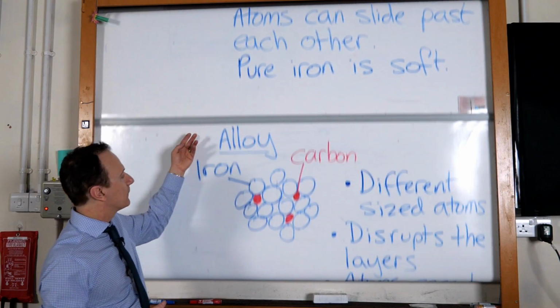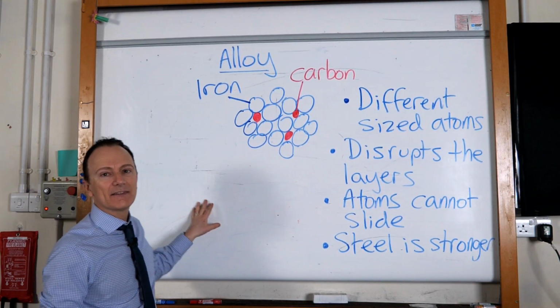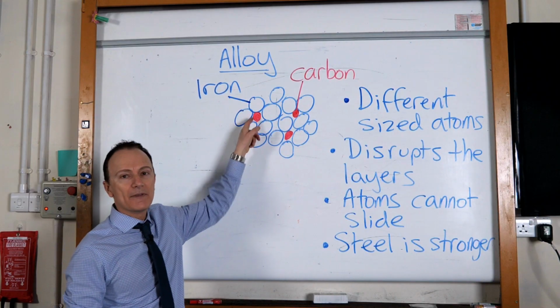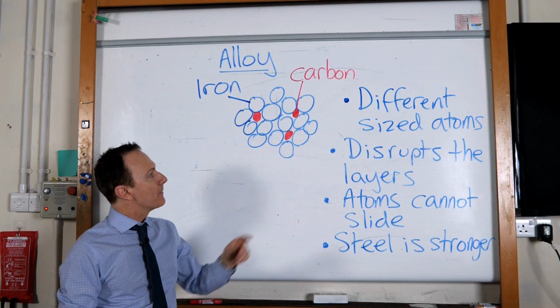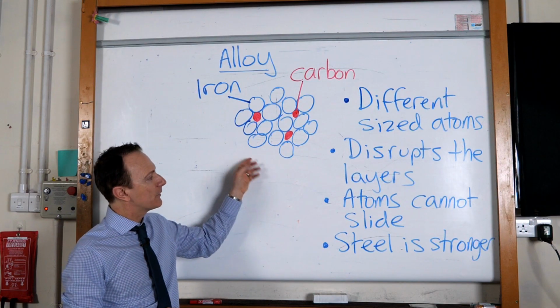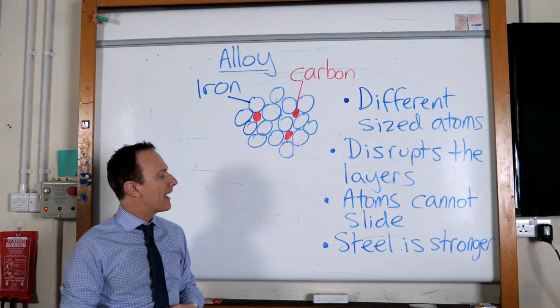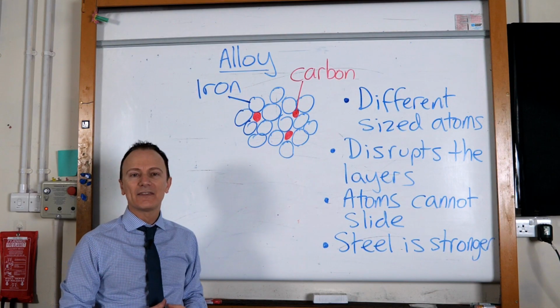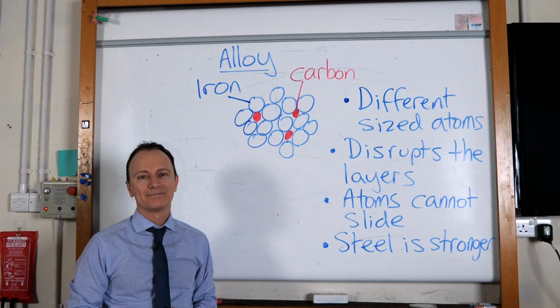If we compare that to steel, steel is an alloy made from iron atoms and a few carbon atoms in there as well. And because we've now got different sized atoms, it disrupts the layers, so it's no longer in layers, and that means the atoms can't slide past each other anymore, and that makes the steel much stronger.